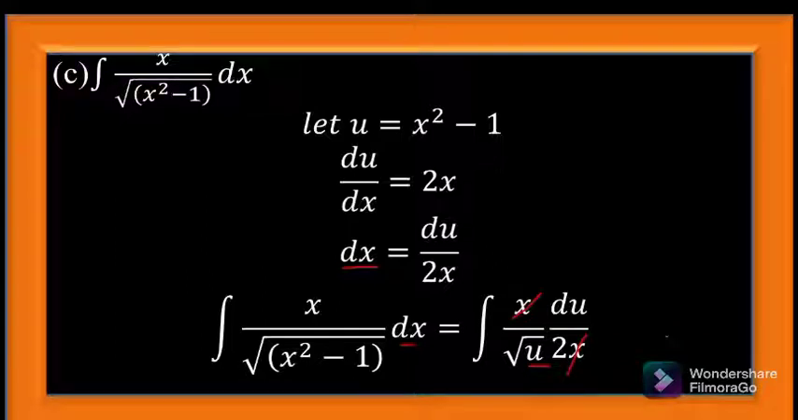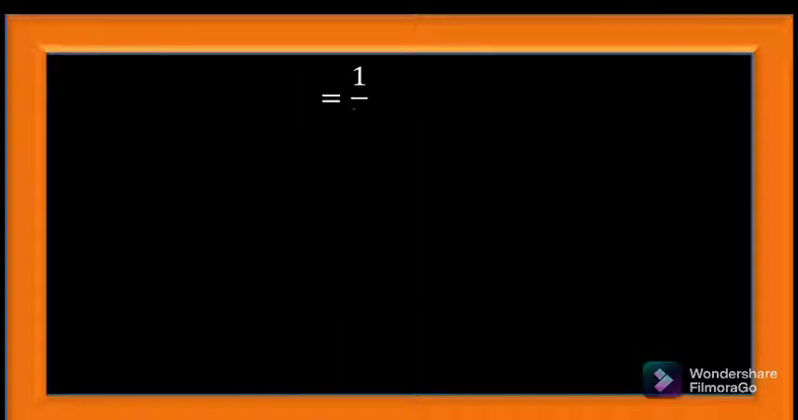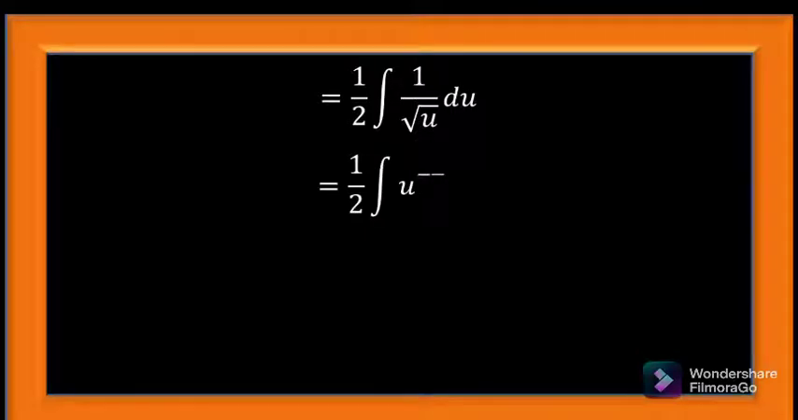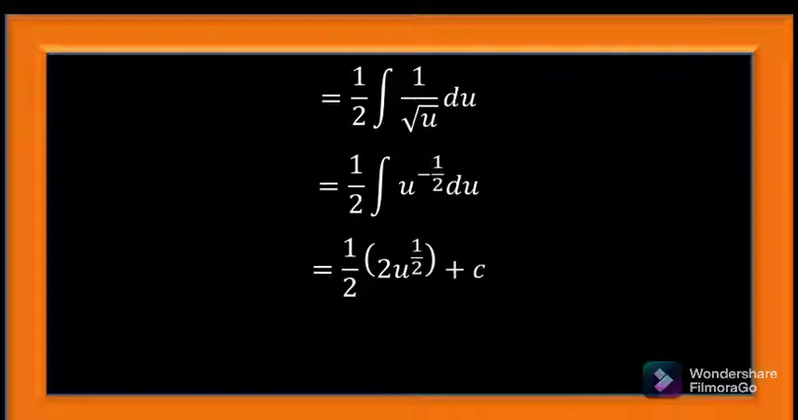So it means we shall now have a half out, because a half is a constant, then the integral of 1 out of the square root of u with respect to u. After this, we know that 1 over the square root of u is the same as 1 over u power half, but 1 over u power half is the same as u power negative a half. So I'll say a half integral of u power negative a half with respect to u. When you're integrating this, we can again increase the power by 1, divide by the new power. So it means we shall have a half into brackets 2u power a half plus our constant.